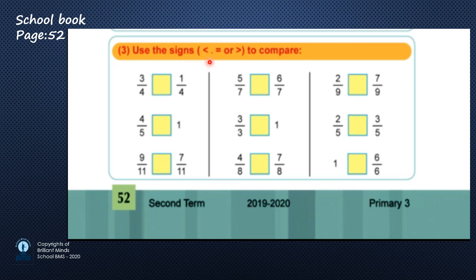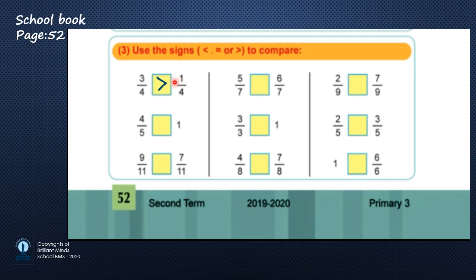Use the sign less than, equal, or more than to compare. First fraction, 3 over 4. Second fraction, 1 over 4. I think we just answered this question. Same D, so we're gonna compare between the numerators. I have here 3, I have here 1. 3 is more than 1, so I will put more than.